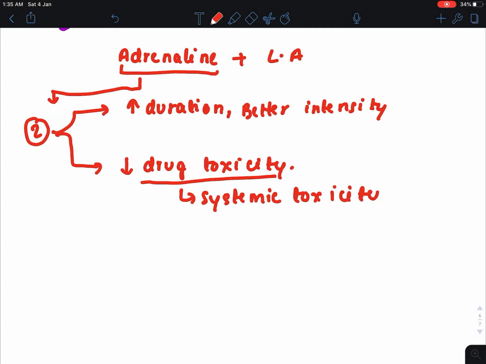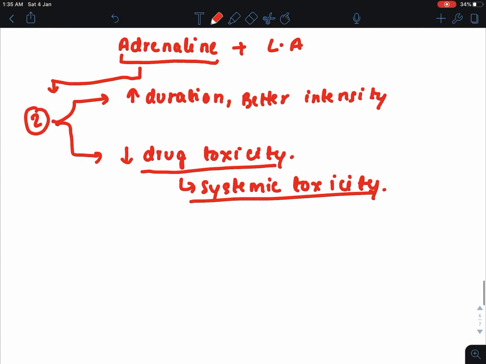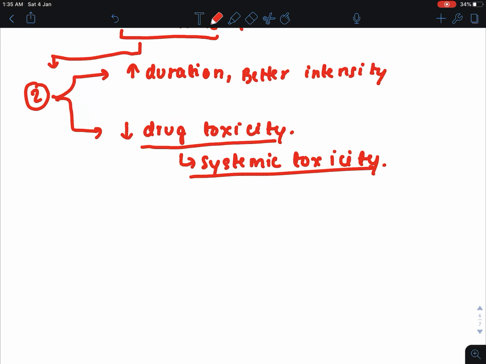But one thing more I want to tell you about this systemic toxicity. Epinephrine stimulates the beta 2 receptor of skeletal muscle. Because of that, the blood vessel beds present in the skeletal muscle get dilated, and when they dilate, the local anesthetics reach the muscle and are deposited there. So from there they can cause systemic toxicity.